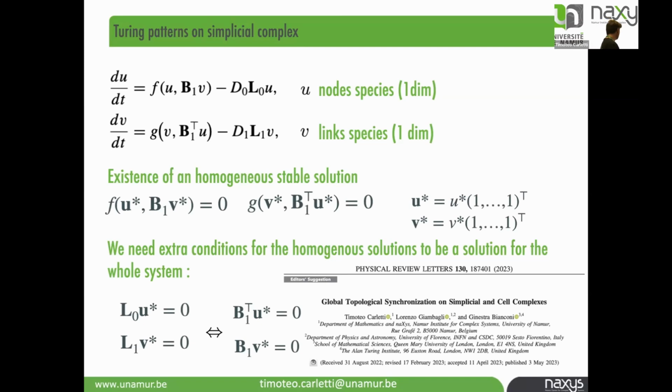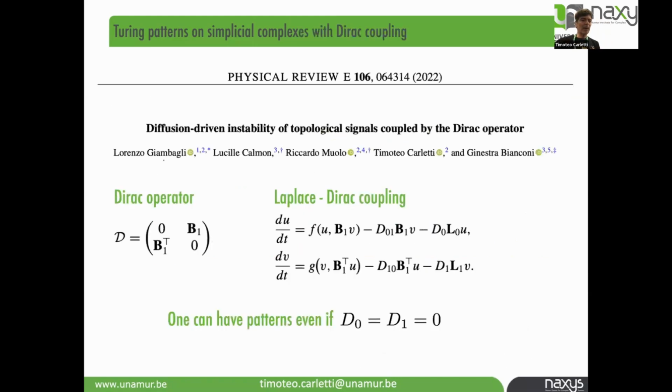But let me observe that if instead of simplicial complexes you use a cell complex, where you replace triangles by squares, this condition is also satisfied. So in this case, cell complexes are easier to use for synchronization and for Turing patterns than simplicial complexes. Ginestra also presented this work on models. Let me give a bit more information.